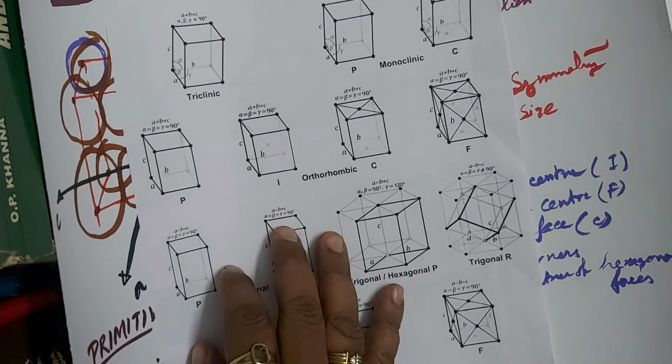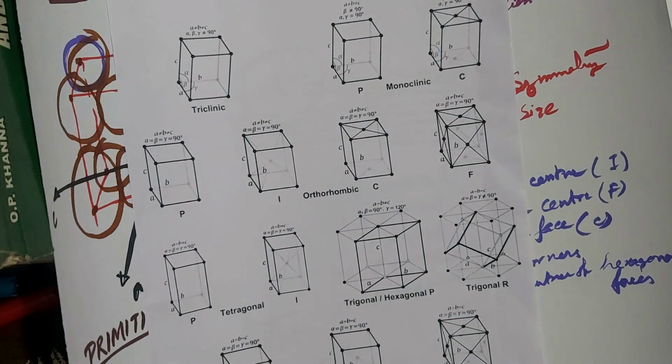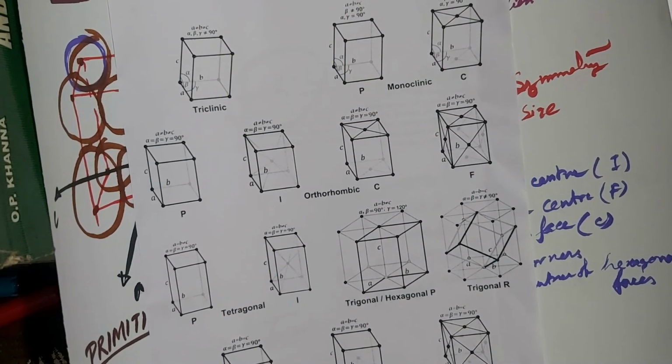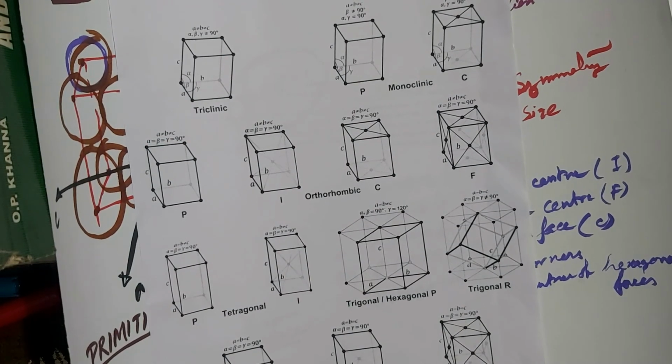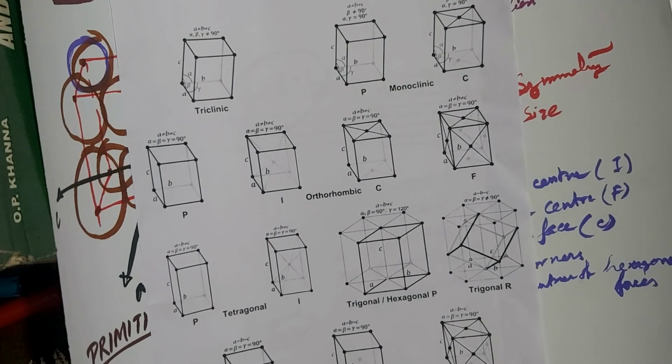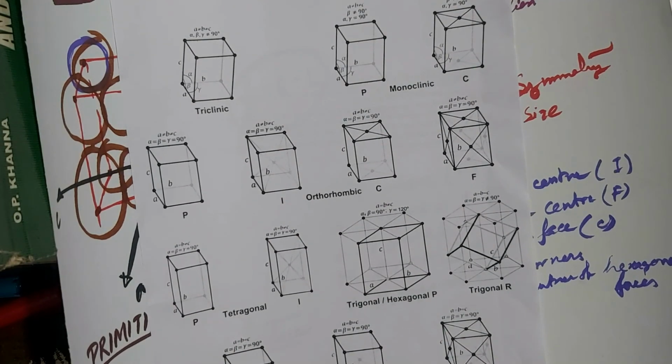So here are 14 space lattices which are known as Bravais space lattices, which have maximum symmetry with minimum size.